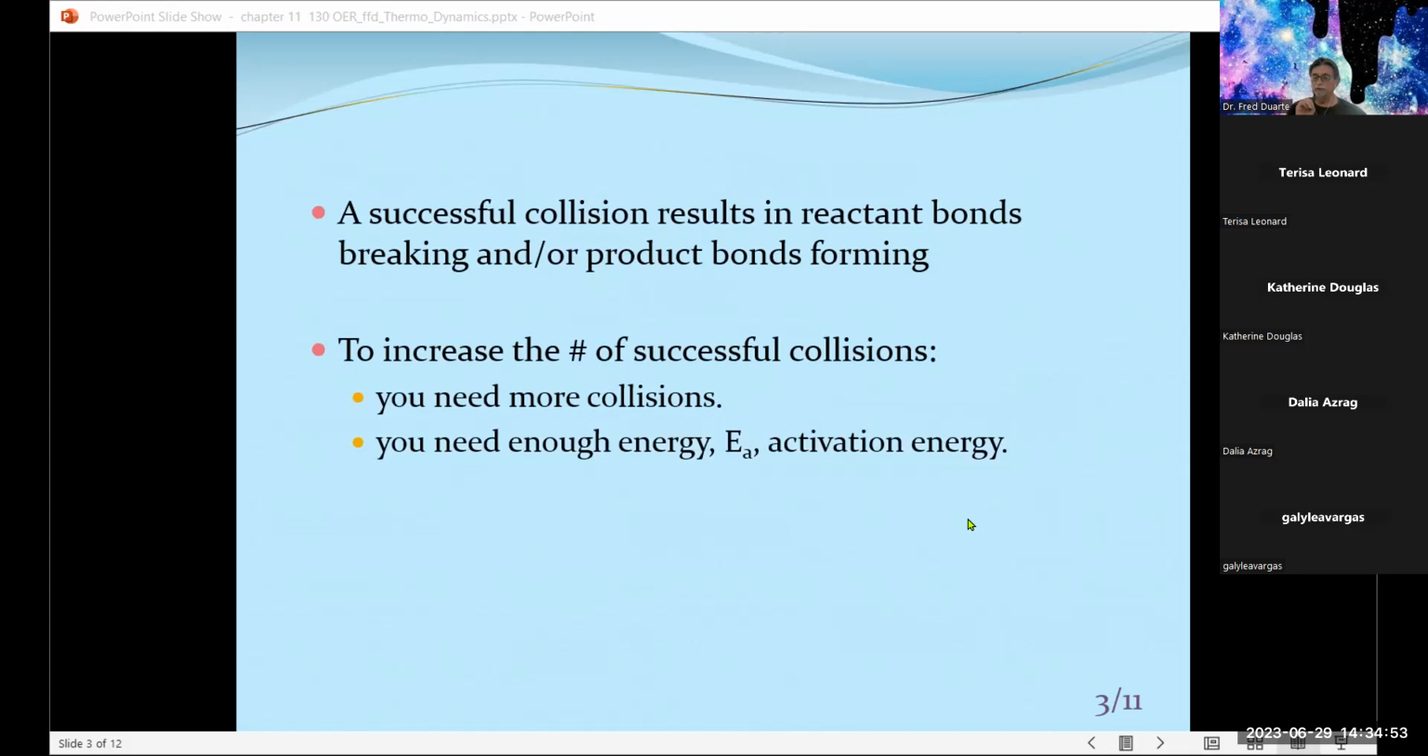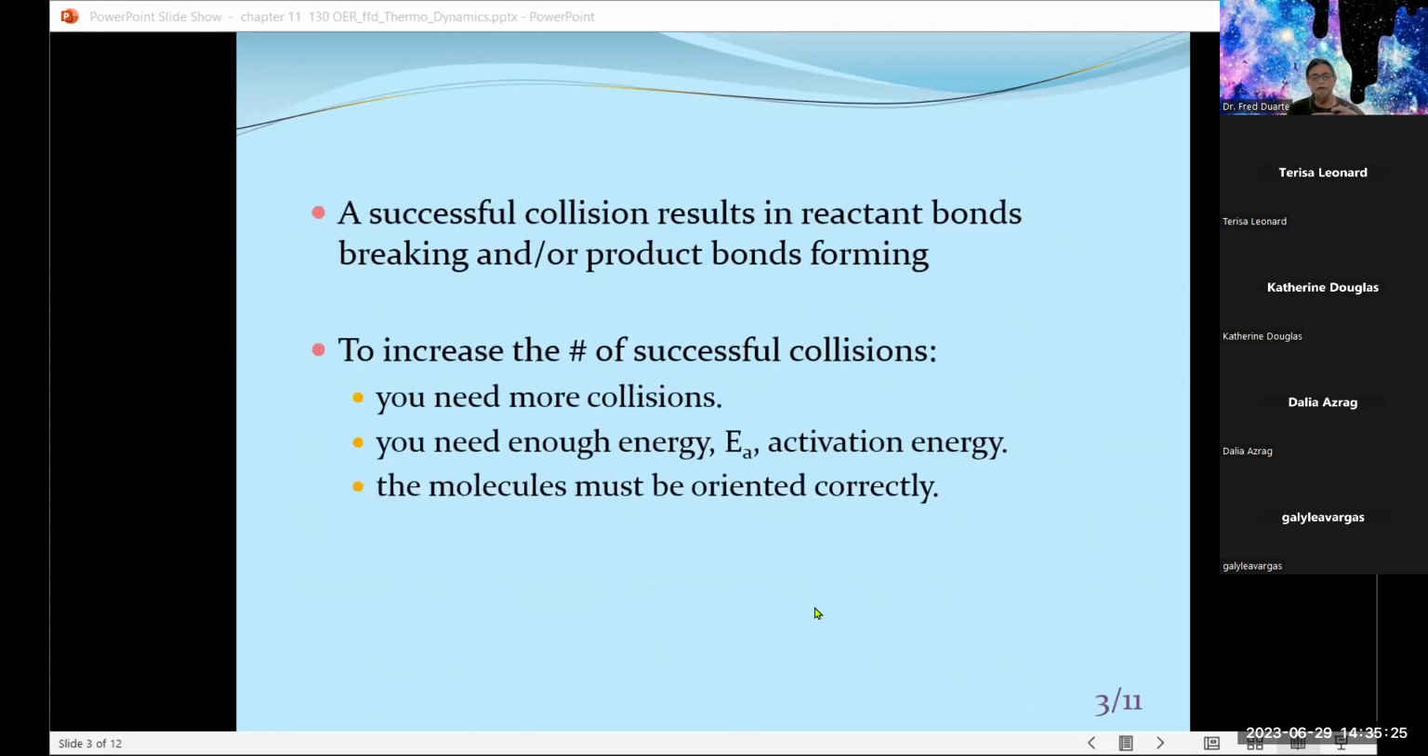Okay, so to increase the number of collisions, you need more collisions. You might do that by adding more of your reactants. If you add more reactants, then you have a better chance of reactants coming together to make products. Also, you have to have enough energy, so you may have to put energy into the system. And with that, the molecules have to orientate correctly.